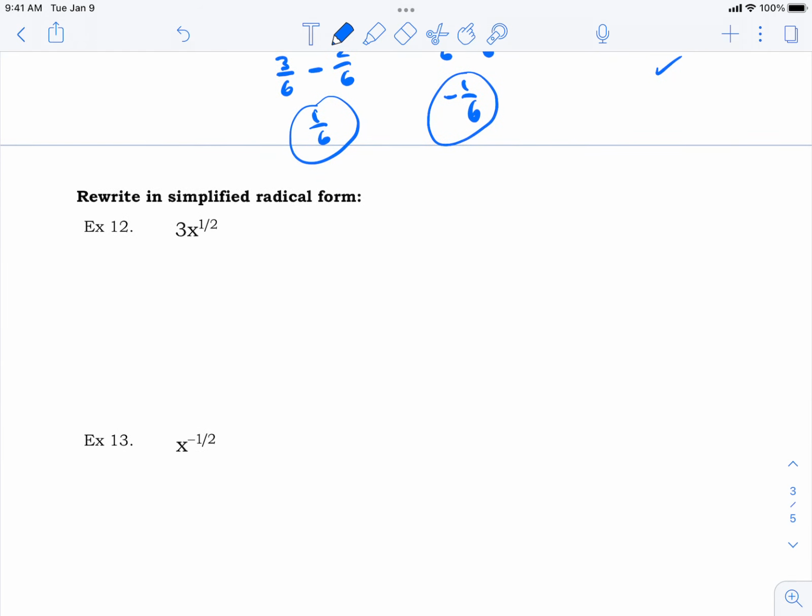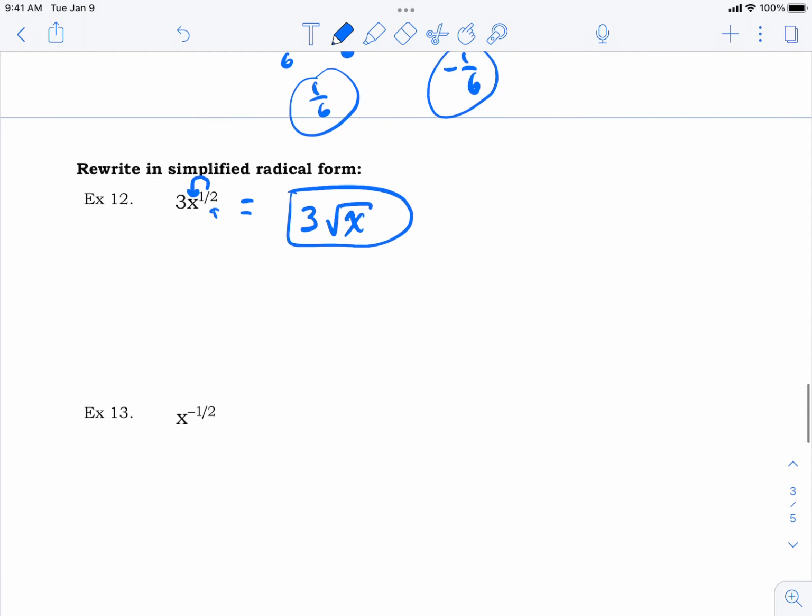So let's see now here. X to the 1/2, we got to play with this 1/2 here. Notice it's on the x, it's not on the 3. So this is 3, and this means a square root, and actually we're done. That's all there is to that one. It's 3 times the square root of x. Just remember again, the 3 is not in the square root, just the x, right? The exponent is only on the x.